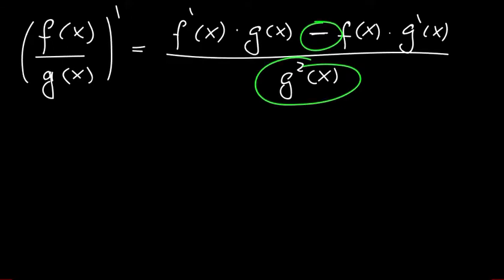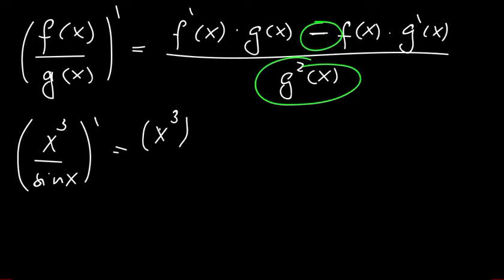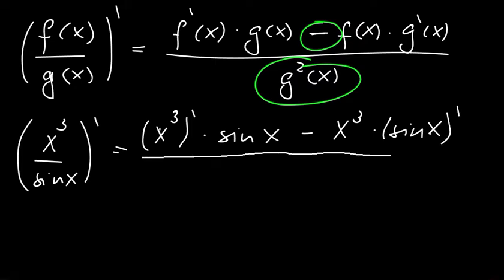Let's say we have x cubed divided by sine of x, and we want to take a derivative of it. So we get that x cubed prime, it means that's a derivative, times sine of x minus x cubed times a derivative of sine of x, and it is divided by the square of sine of x.